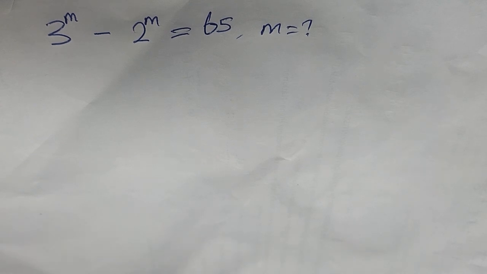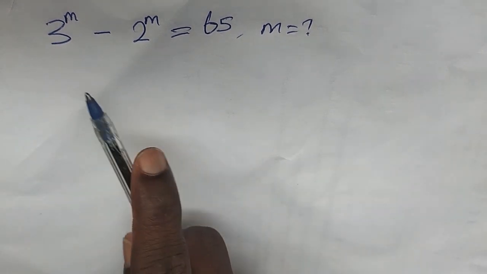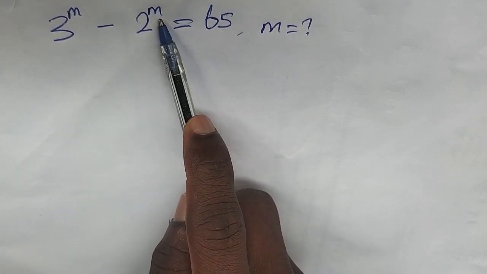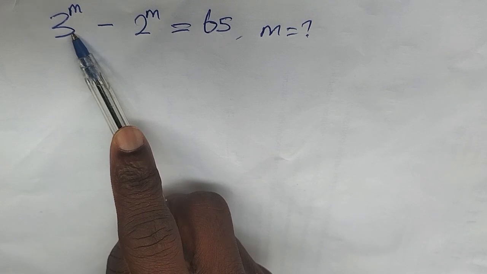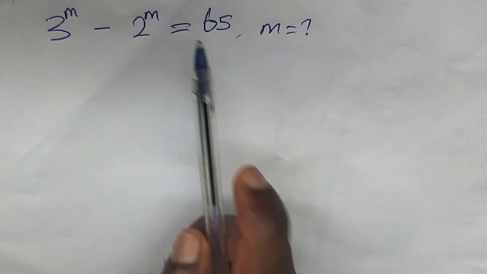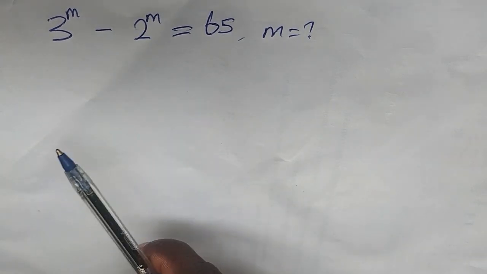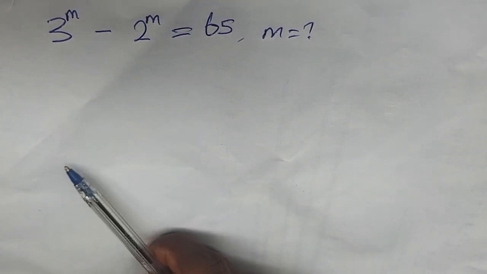So let's see how we can solve this challenge. Looking at this challenge very well, we are having 3 to the power of m minus 2 to the power of m. And if you can see very well, we are having 3 as the base number at this side, and we're having 2 as the base number at this side. But the exponents are the same. How then can we look for m with this?